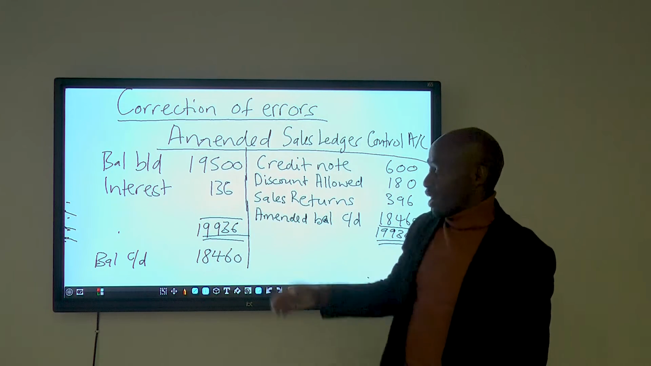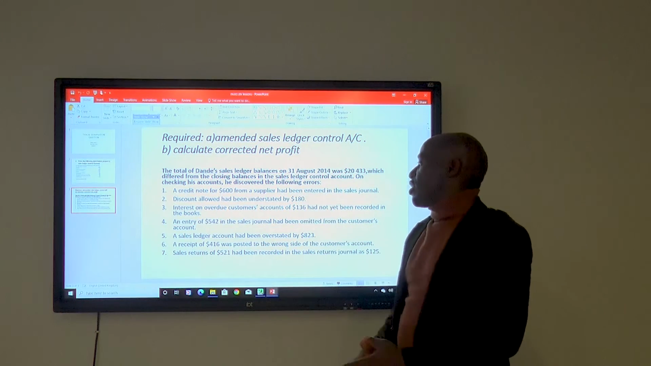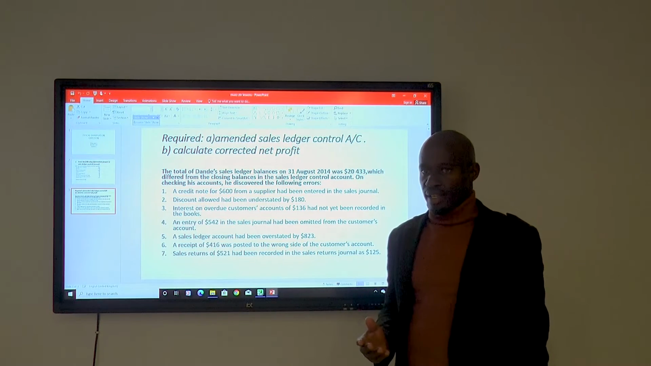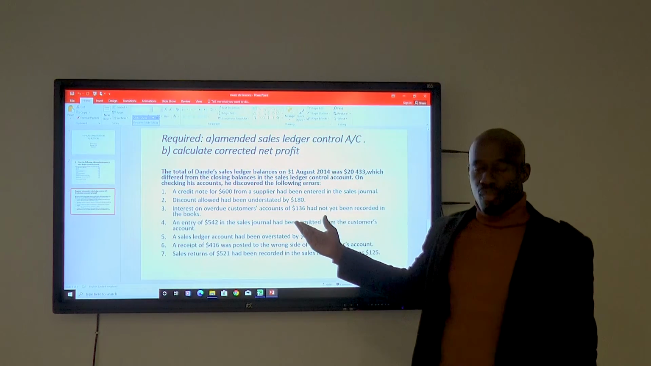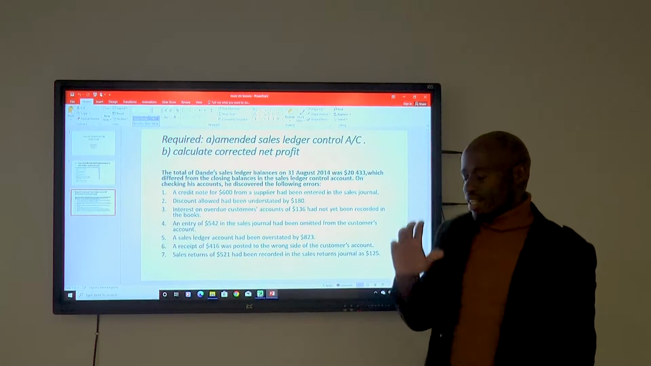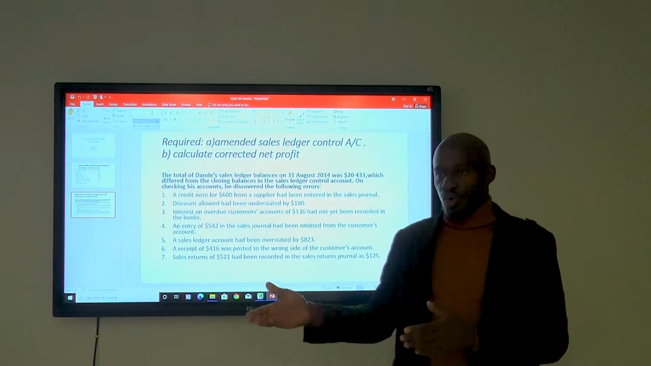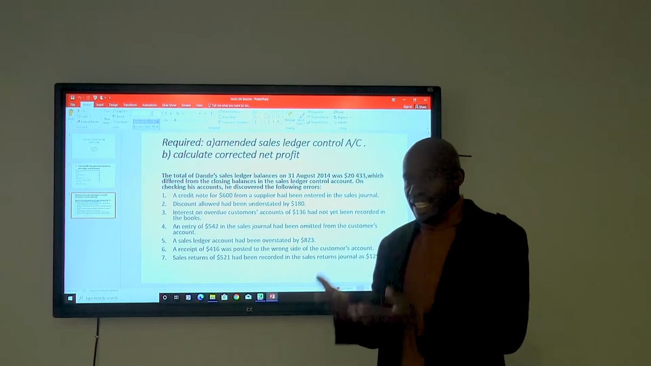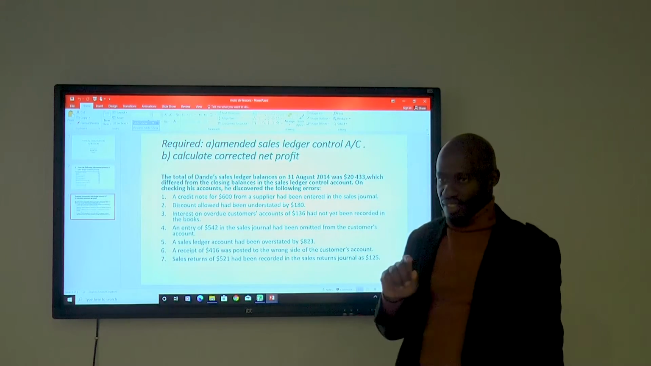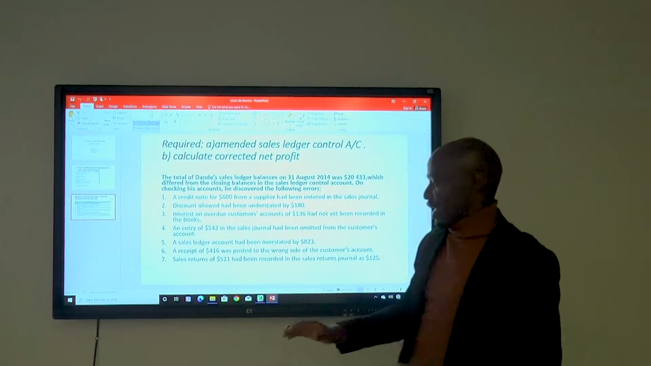Right. Maybe a quick reference to our question. Error number 1. A credit note for $600 from a supplier had been entered in the sales journal. Right. What is the error? What should have been done? When is a credit note issued? A credit note is issued by a supplier should we return goods to the supplier. So those are returns outwards, which were erroneously treated as sales. Is it okay? Hence, we need to deduct that from our debtors figure, right?